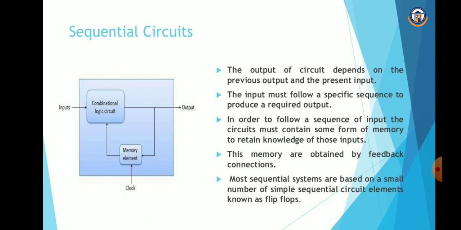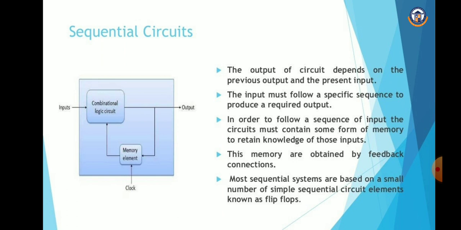Before going to see the flip-flop, we have to know what is a combinational circuit and what is a sequential circuit. In a combinational circuit, the output only depends upon the input, whereas in a sequential circuit, the output depends on the previous output and the present input. The input must follow a specific sequence to produce a required output. In order to follow a sequence of input, the circuit must contain some form of memory to retain knowledge of those inputs. In sequential circuits, we have a combinational logic circuit and a memory element.